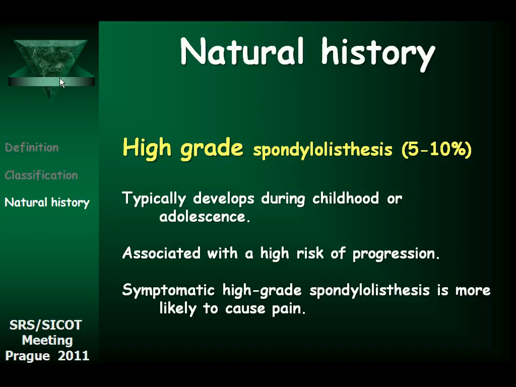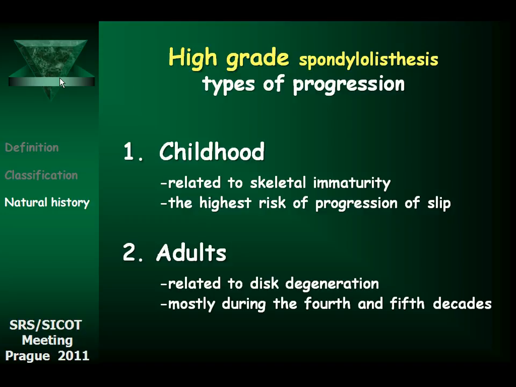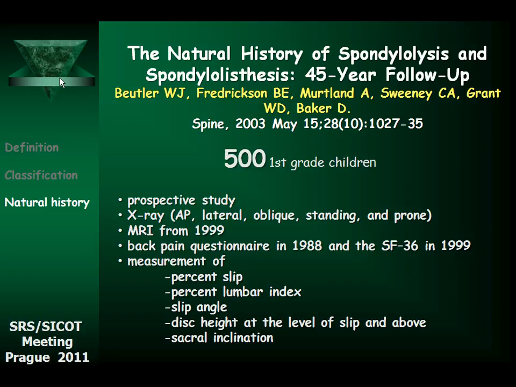When we are speaking about high-grade spondylolisthesis, it means between 5 and 10% of all spondylolisthesis. They typically develop during childhood or adolescence, and mostly they are associated with a high risk of progression. Symptomatic high-grade spondylolisthesis is more likely to cause pain. There are two typical problems, in childhood and in adults. In childhood, the progression is related to skeletal immaturity and the highest risk of progression of slip. In adults, the progression is related to disc degeneration, and mostly appears during the 4th and 5th decades.